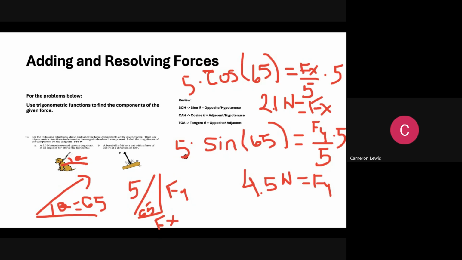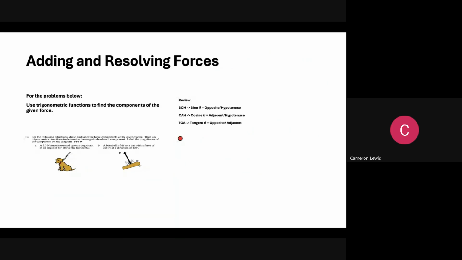The process is the same for the second one. So let me clear all of this. Now we have a baseball being hit with a bat with a force of 325 newtons at a direction of 105 degrees. So really it's like this.